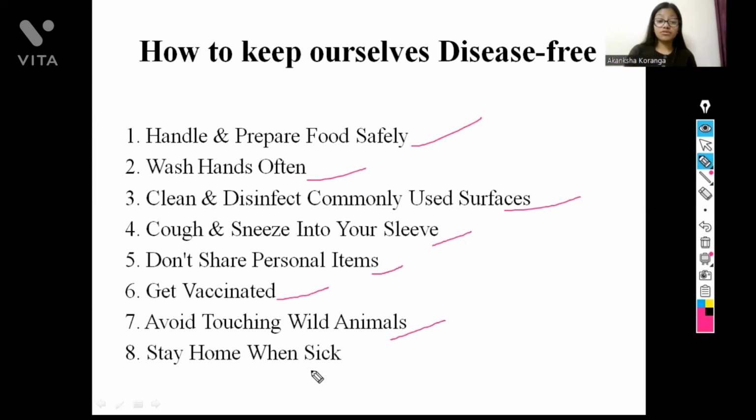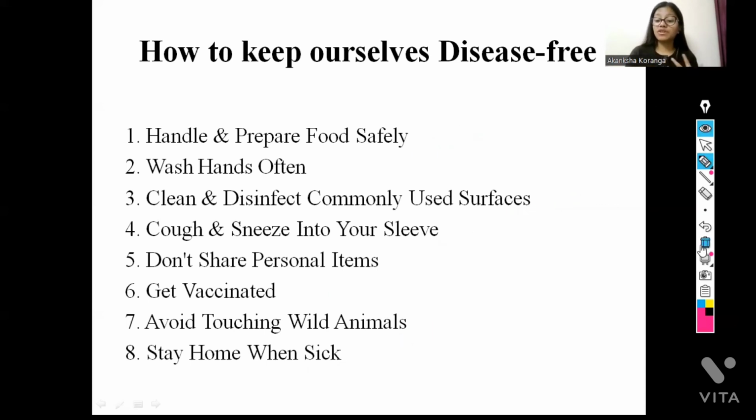Now coming to the eighth point, we have to stay home when we are sick. This is also a very important point. Why we have to do this is because whenever we are sick, our body is weak. It has low immunity. And when the body is weak, it attracts diseases, right? Our body can easily get infected. So whenever we are sick, we have to keep our body in a proper checkup, and we have to stay home and rest properly.